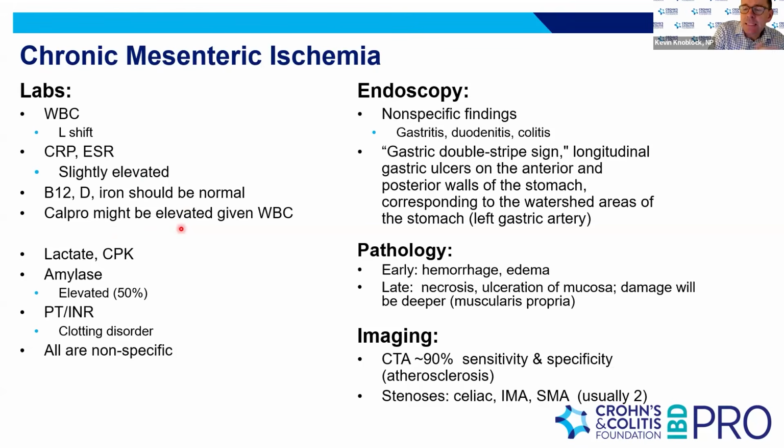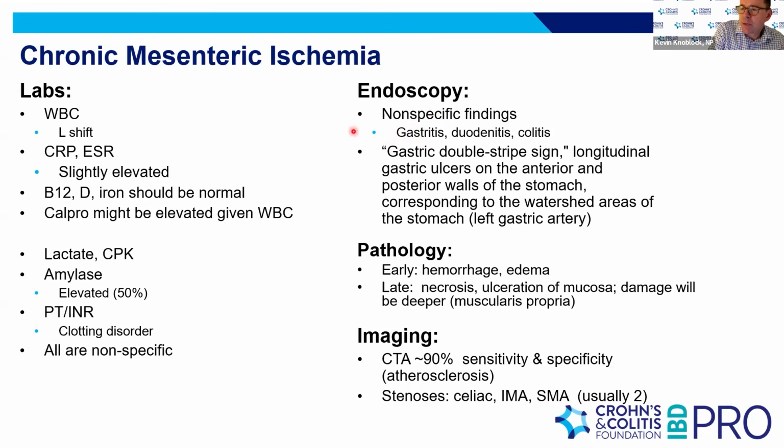Calpro might be elevated given the influx of white blood cells going to that colon. Again, some of these patients, depending how bad the presentation is, could be in the ED. Then you're going to look at lactates and CPKs and amylase, and that's going to start to show the lactate, the tissue damage, like there's really ischemic flow going on there, and they're not getting perfused. Also, PT-INR looking for clotting disorders, but all of these are really non-specific. And even endoscopy, most of it is kind of non-specific.